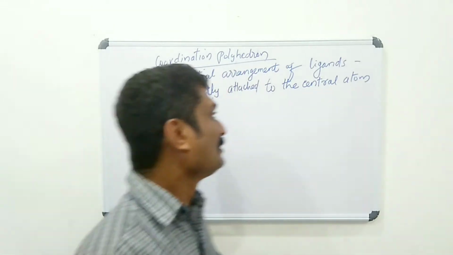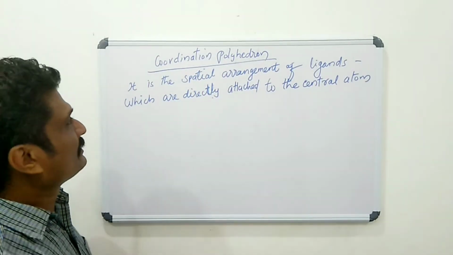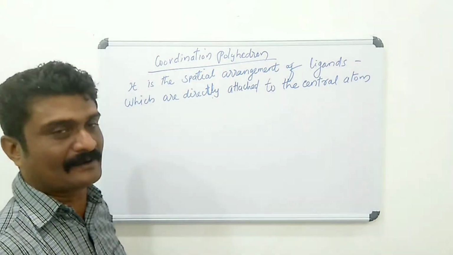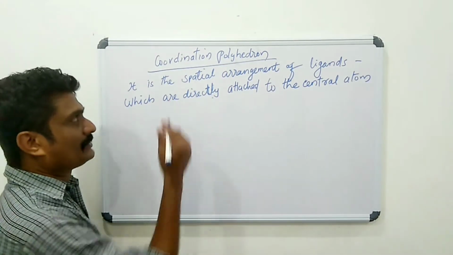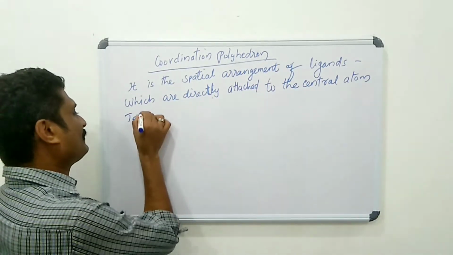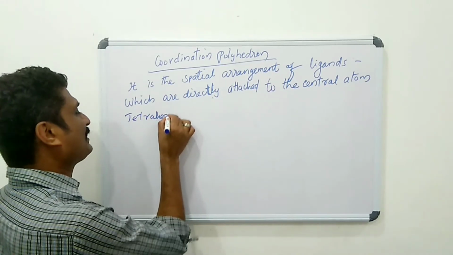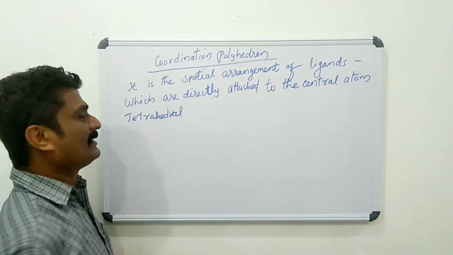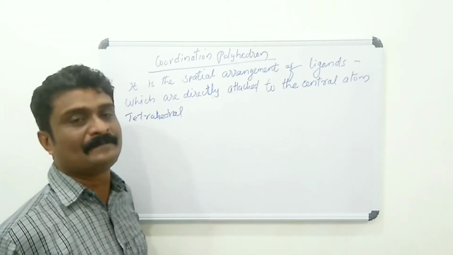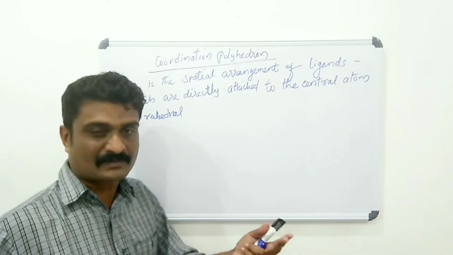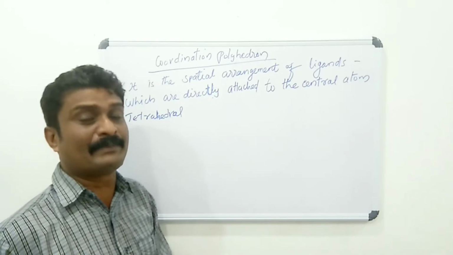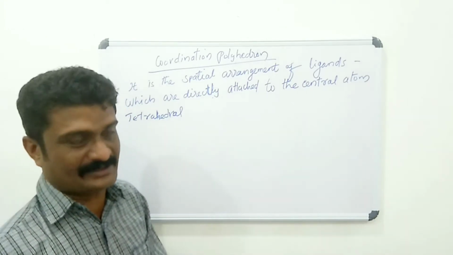Yes, please listen. The common coordination entities are: number 1, tetrahedral entity, then square planar entity, then trigonal bipyramidal entity, octahedral entity.